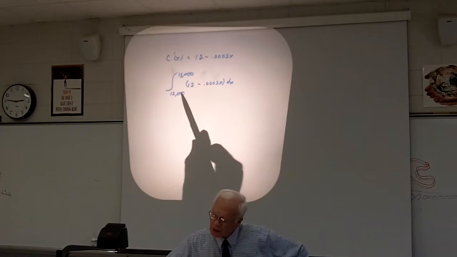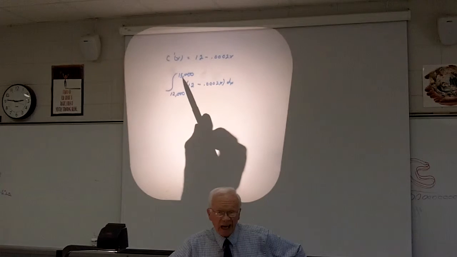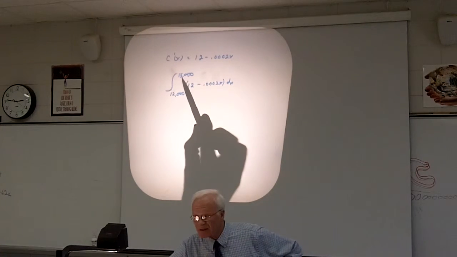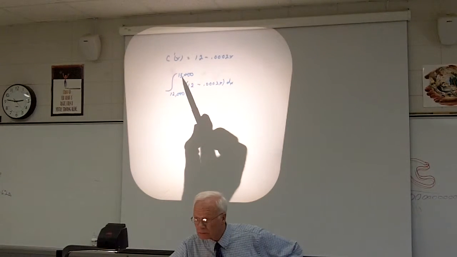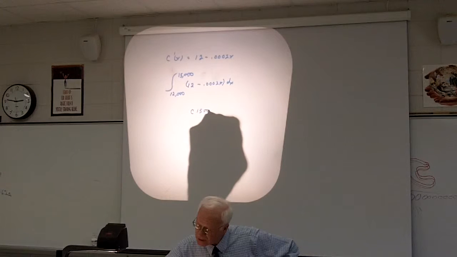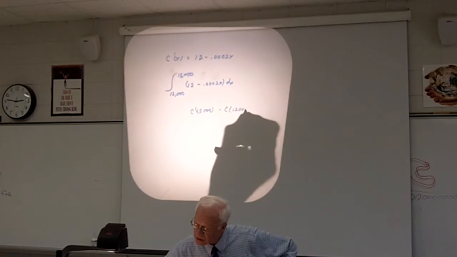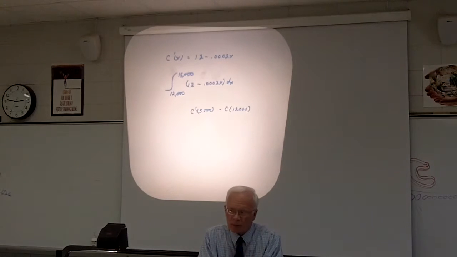And when you do this, this is going to be the cost of making 12,000 books, and this is the cost of making 15,000 books. Okay? Because when this is done here pretty soon, you're going to get C of 15,000 minus C of 12,000. We'll see a little bit more of that today. Any questions about that kind of stuff?